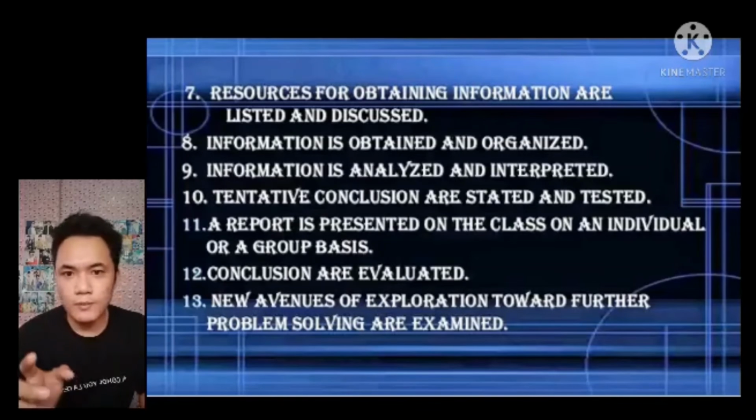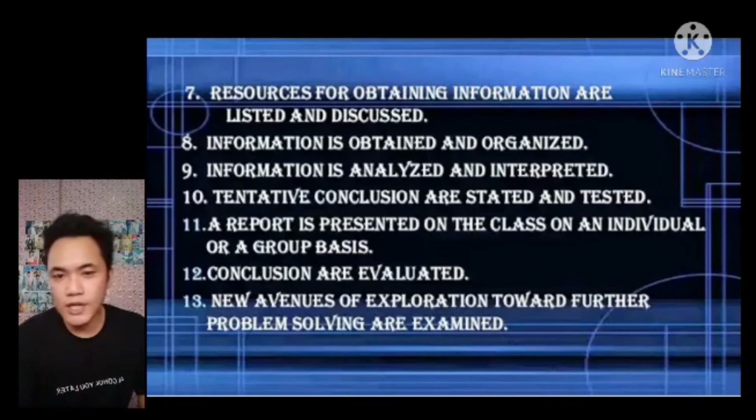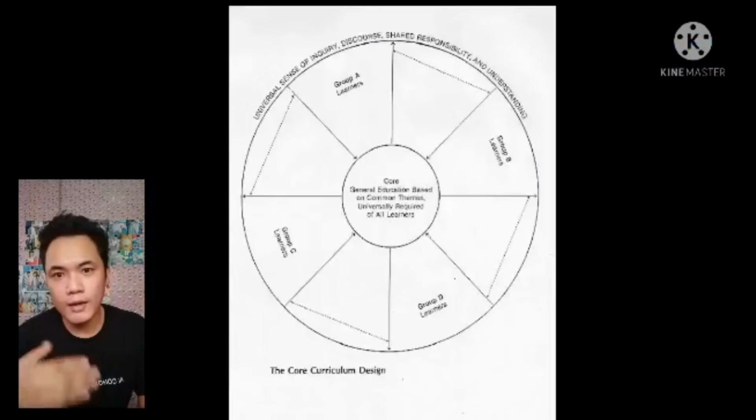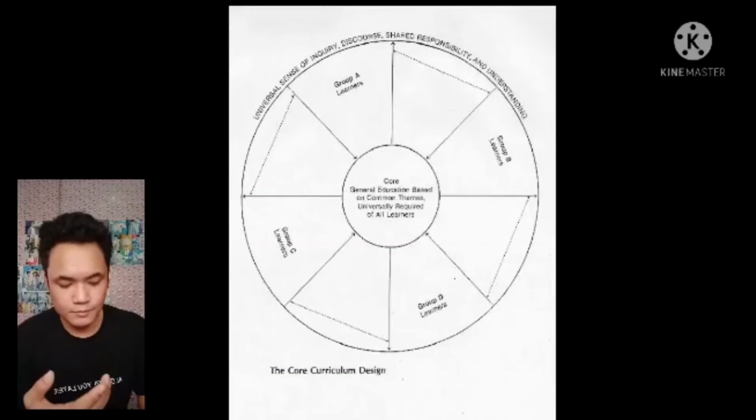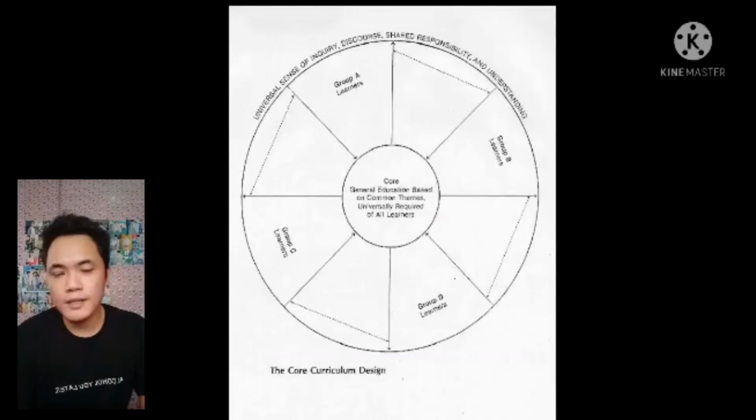So for the clarification, here are some examples of a core problem design. Ito po siya, ganito po yung itsura niya. So that's all in my part. Kasi maikli lang yung nabigay sa aking part.